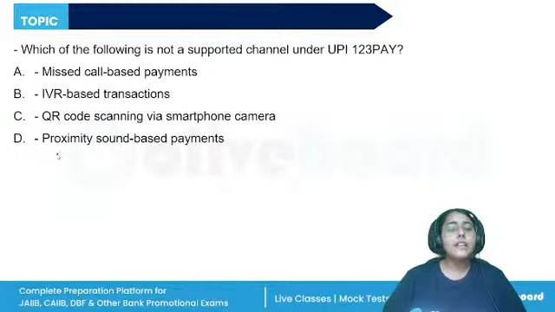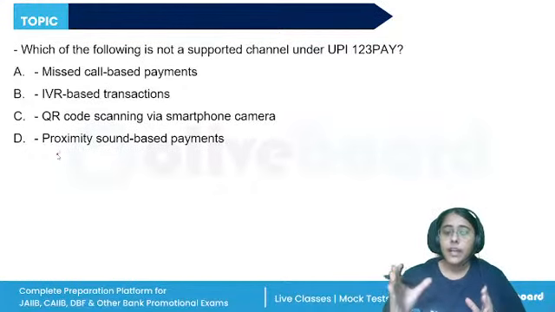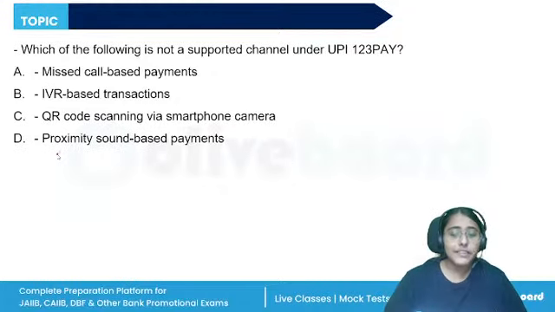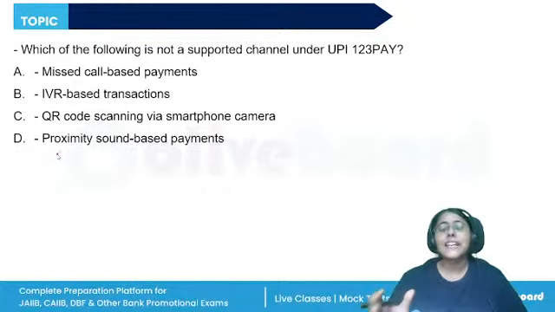Which of the following is not supported under the UPI 123 Pay? Now, what is UPI 123 Pay? It is basically for providing UPI services to the feature phone users without internet connection. It was launched in 2022. Instant payment service for the feature phone users. They can use the UPI payment service, right? They can conduct a host of transactions.